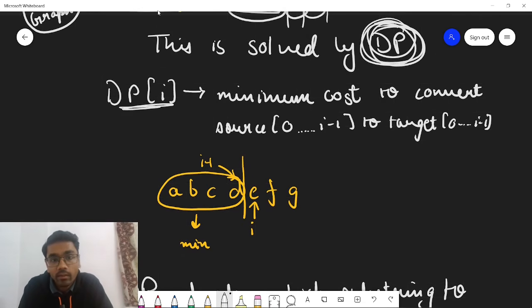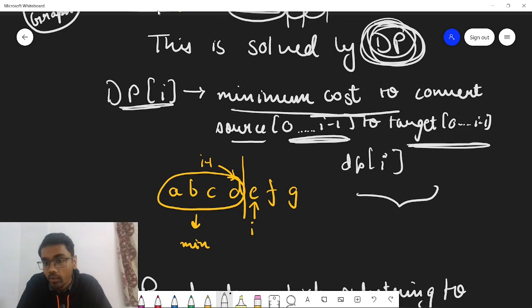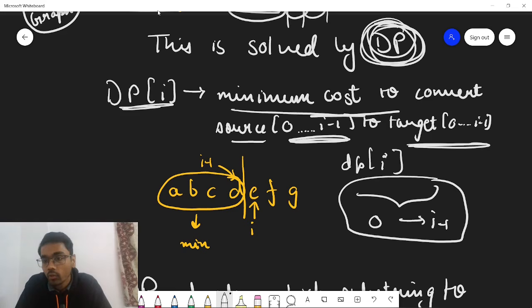DP of I says: what is the minimum cost to convert source from 0 to I minus 1 to target 0 to I minus 1. If we are at I, DP of I will give us the minimum cost to convert the previous part from 0 to I minus 1. If we have this minimum, we can solve for the further part. Having done 0 to I minus 1, we can find another minimum cost from I to some other index j. So this is what it looks like.